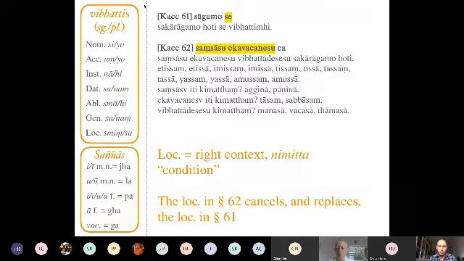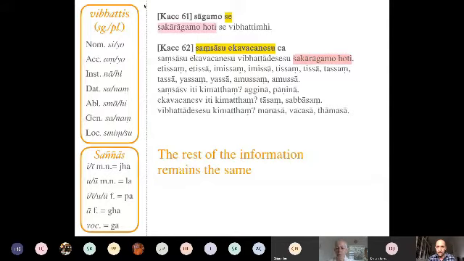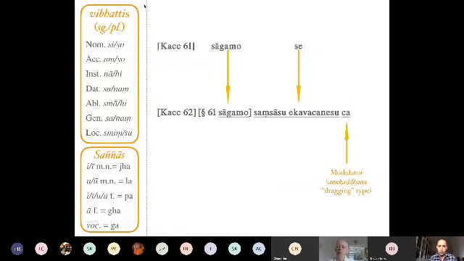So in rule 62, you no longer read se. But the sagamo from rule 61 has not been cancelled. So you have to read it again. And that's what you find: sakara gamo hoti, you read it again. This is from 61. It has not been cancelled, it recurs. That's the rule. So this is what you see. So sagamo in 61 recurs again in 62.